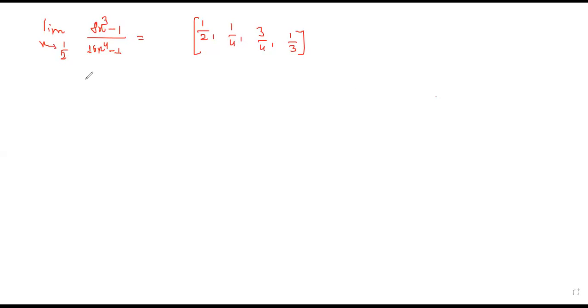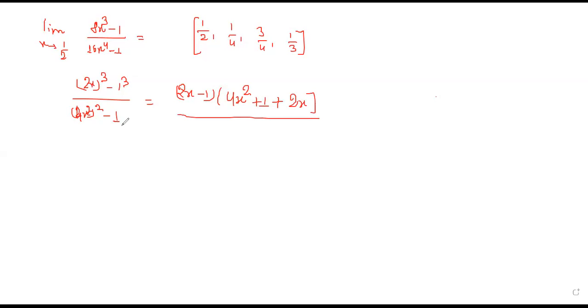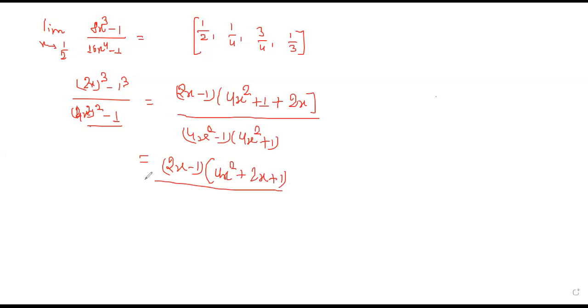First of all, 8x cube means 2x whole cube minus 1 cube, divided by 2x raised to 4, that is 4x square raised to power 2, minus 1. Now, in the numerator, a cube minus b cube is a minus b into a square plus b square plus ab, so 2x minus 1 into 4x square plus 2x plus 1. In the denominator, it will be 4x square minus 1 into 4x square plus 1. Any problem? No. Again, 2x minus 1 into 4x square plus 2x plus 1 divided by, again, 2x minus 1 into 2x plus 1 into 4x square plus 1.